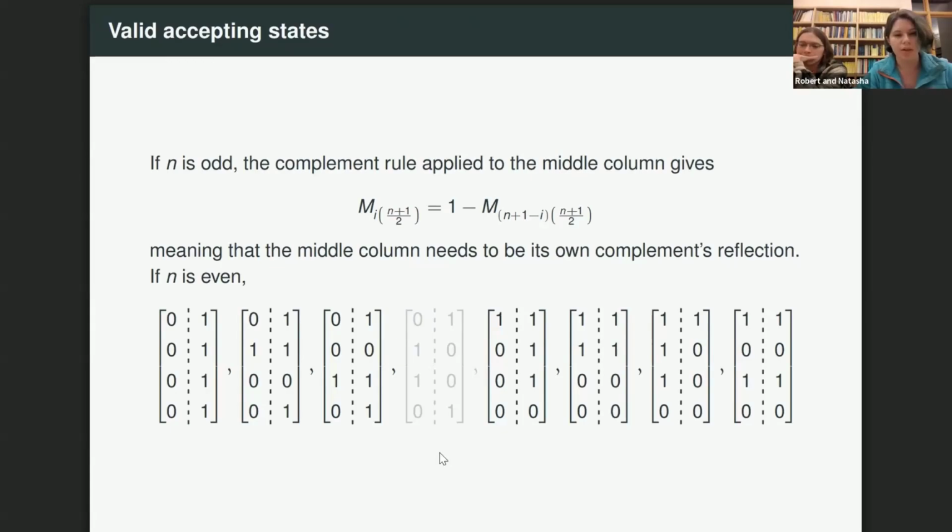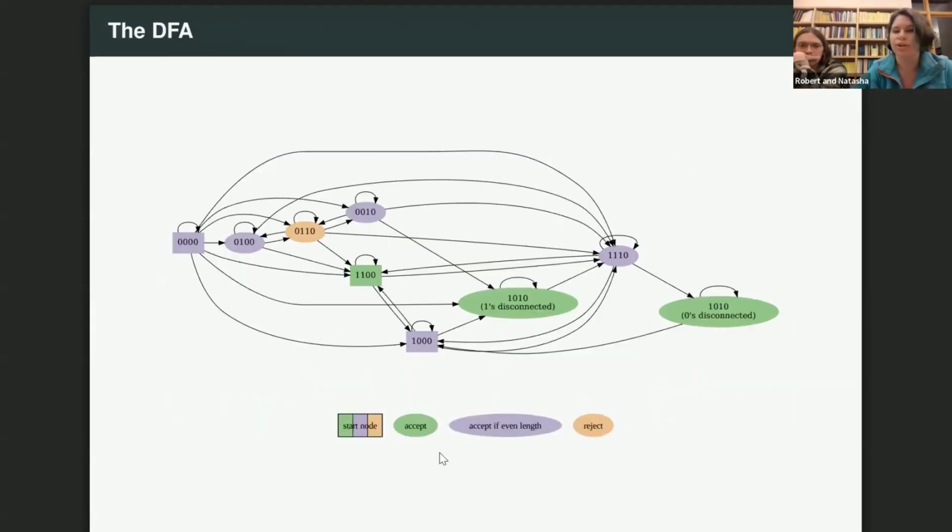So all of this put together, we have a DFA, much prettier than my original drawing of it. You'll see we have 9 states, 1 per column, with 1, 0, 1, 0 having 2. As in the simple DFA, start nodes we denote by rectangles. Green means accept, orange means reject, and we're using purple to say accept, but only if n is even. So here it is, the DFA.